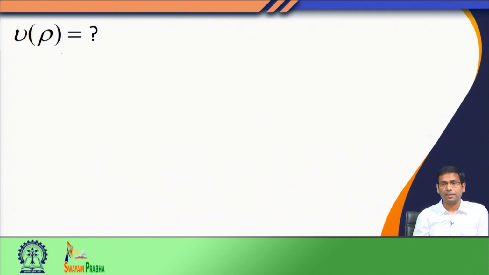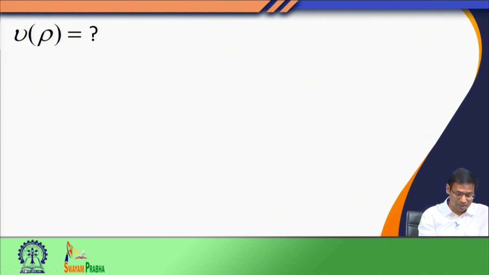V of rho is the main body solution of my hydrogen atom problem. I am expecting this function to be a rather complex, rather complicated function, complex not in the sense of real and complex. I am expecting that this function will be a complicated function.